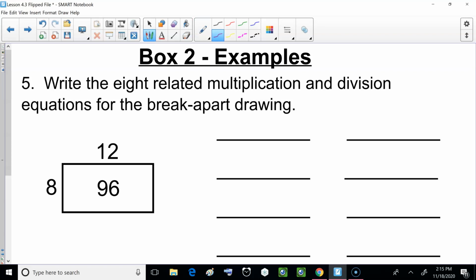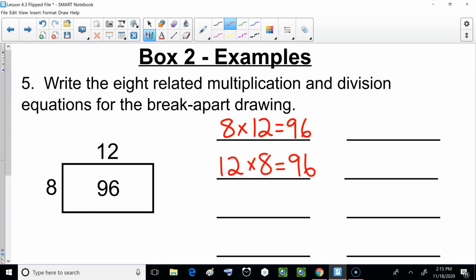So we'll do a multiplication, because we know with multiplication you can put the factors either way, which is really nice. So we have 8 times 12 equals 96, or 12 times 8 equals 96. Depending on which number we put first does not matter, we get the same answer.